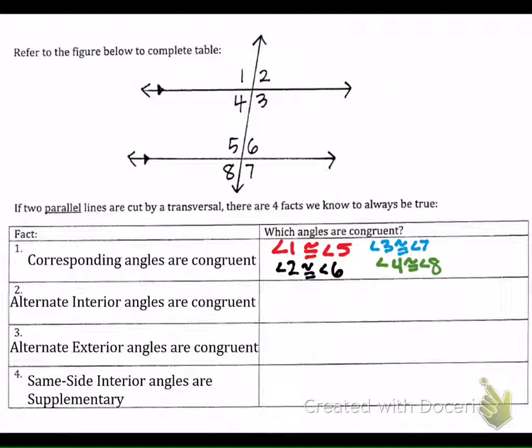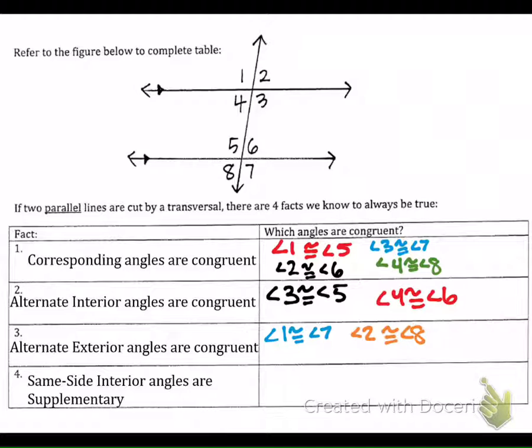Now, can someone give me a pair of alternate interior angles that will be congruent? 3 and 5 will be congruent. And then, yep, the other one would be 4 and 6. All right, alternate exteriors. Angle 1 is congruent to angle 7. Good. Angle 2 is going to be congruent to angle 8. Good. Thank you.